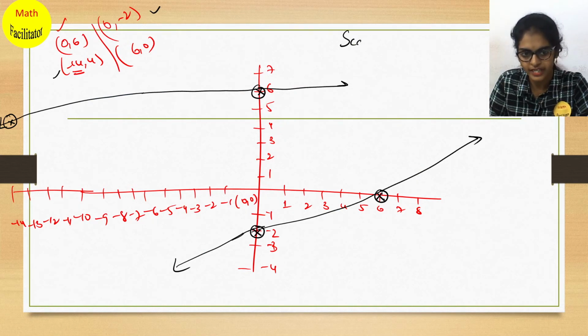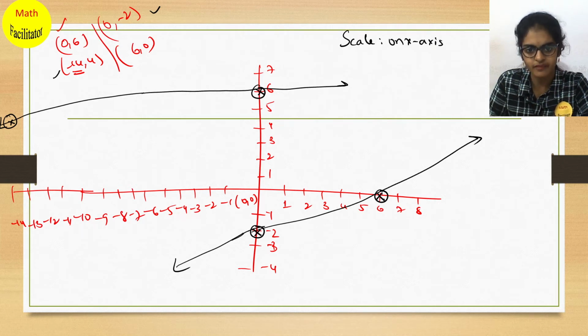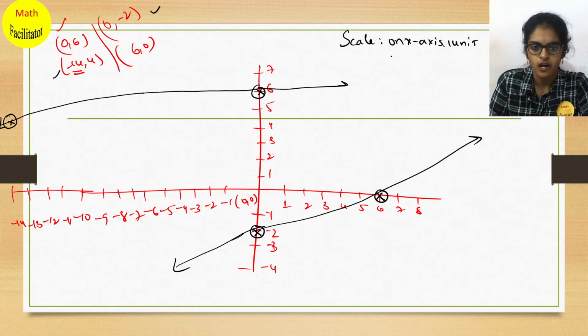And scale, don't forget to write the scale. Scale on x-axis, as I told you, we are just taking one unit, so it is 1 unit. On y-axis also it is just 1 unit.